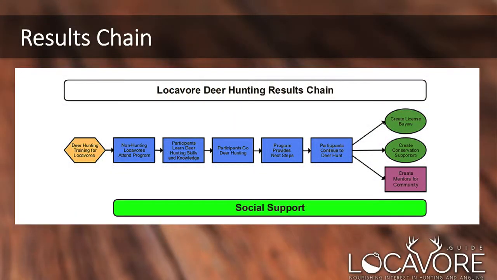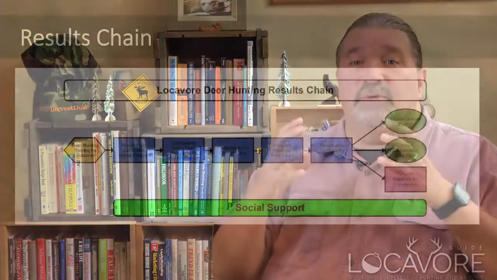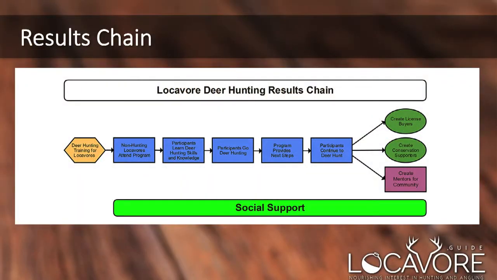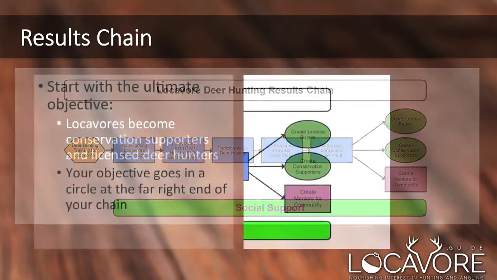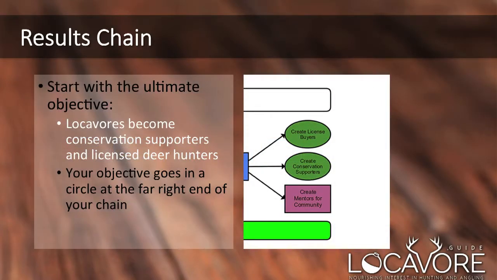Before we get started, we need to talk about what a results chain is and how you would build your own. A results chain is essentially a chain of results that end up at some ultimate outcome. When you design a program like this, you need to think first about that ultimate outcome. In this results chain, that ultimate outcome is locavores become conservation supporters and licensed deer hunters. You put that ultimate objective in a green circle out on the right.